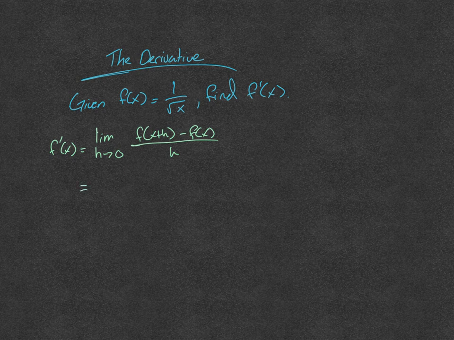So first of all, let's just plug our function in and start dealing with it here. So f of x plus h would just be 1 over the square root of x plus h. And then f of x, we already know, is 1 over the square root of x, all over h. All right, now the fun begins.